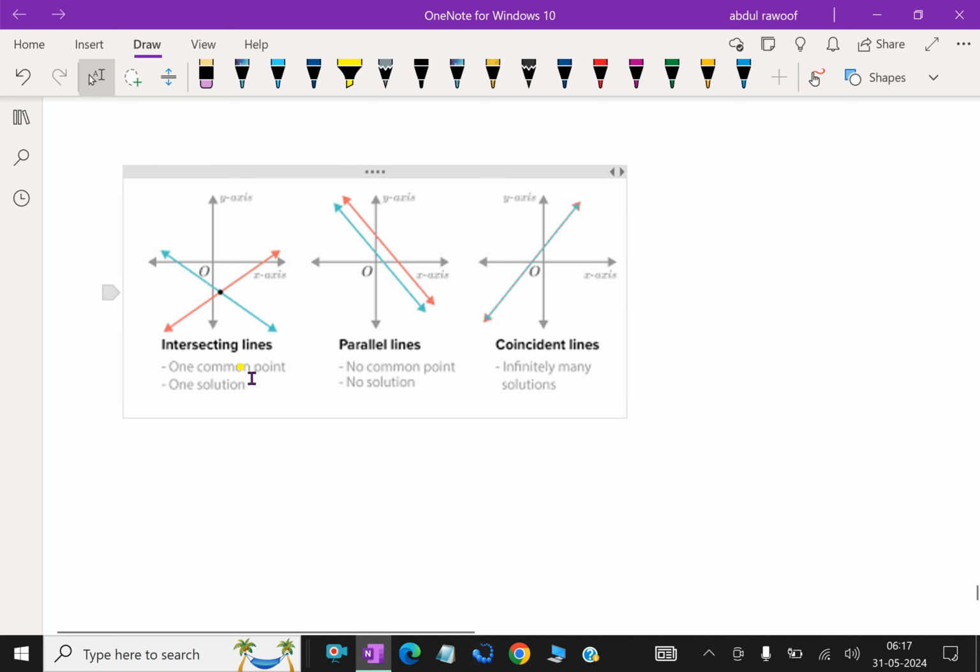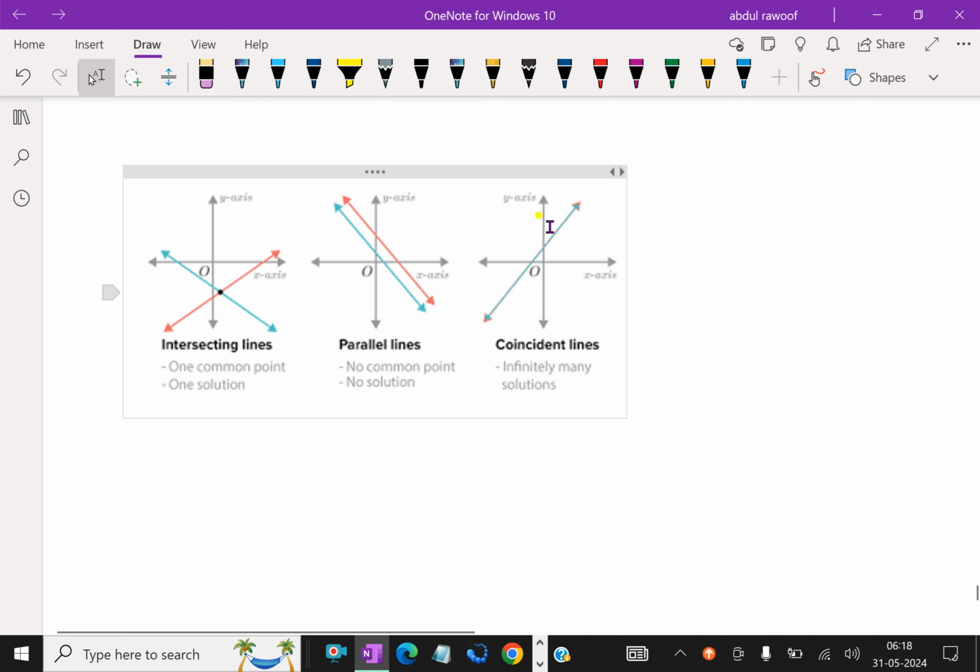Look at here. While solving a pair of linear equations, we can meet three situations. First one, intersecting lines. That means two lines are intersecting at a point. Then we can say there is one common point of intersection, that is one solution. Next, parallel lines, that means no common point of intersection because they are parallel, and in this situation there is no solution for the equations.